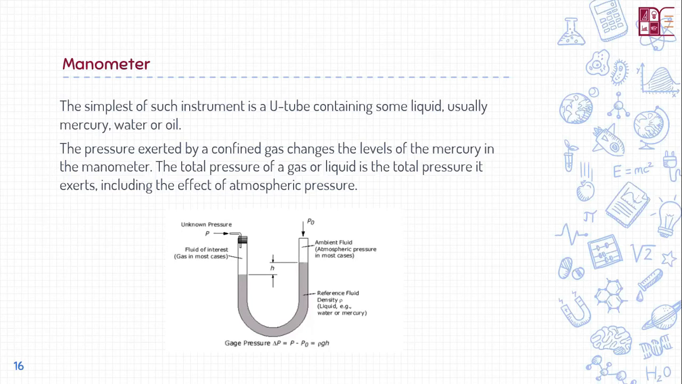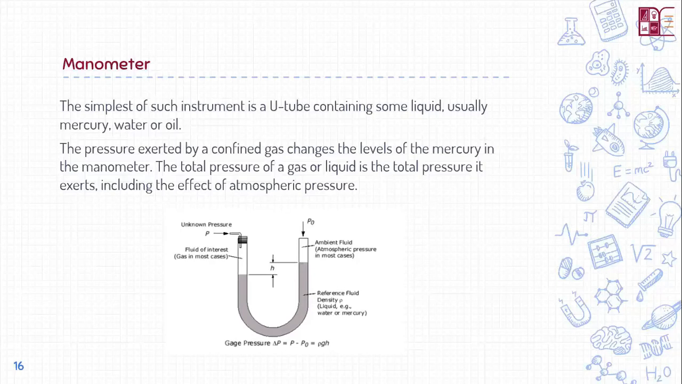So it's a simple U tube containing some liquid, which is usually mercury, water, or oil, and we've got a confined gas at one end, which exerts a pressure on our chosen reference liquid in the tube. We've got atmospheric pressure usually at one end.